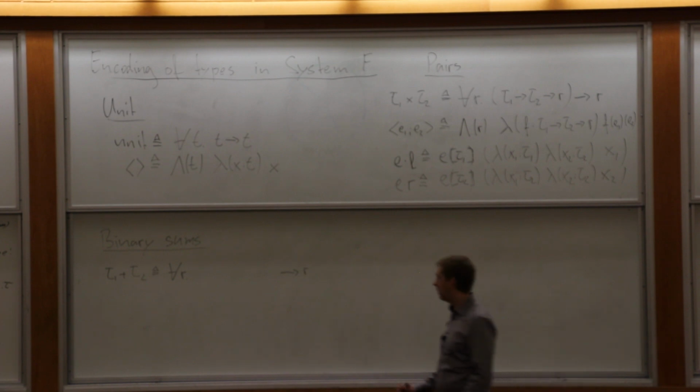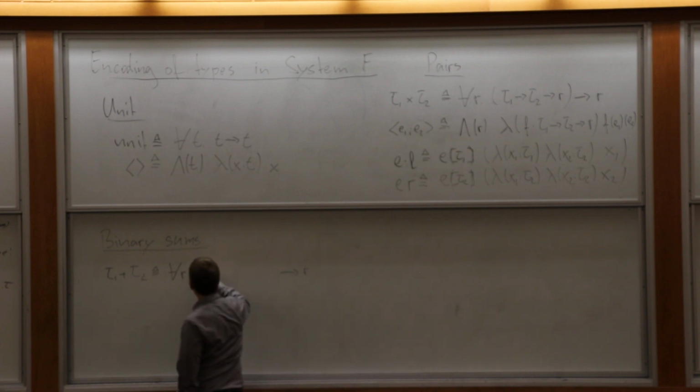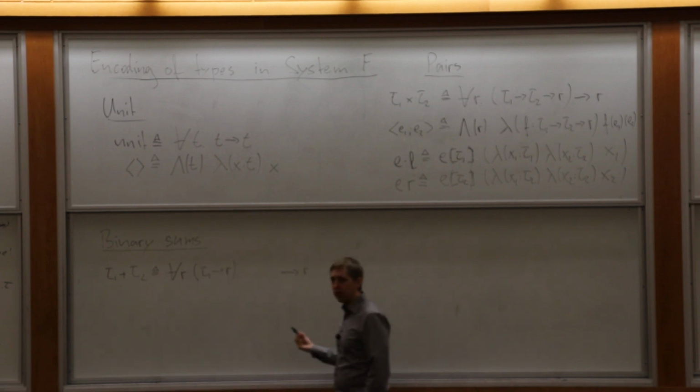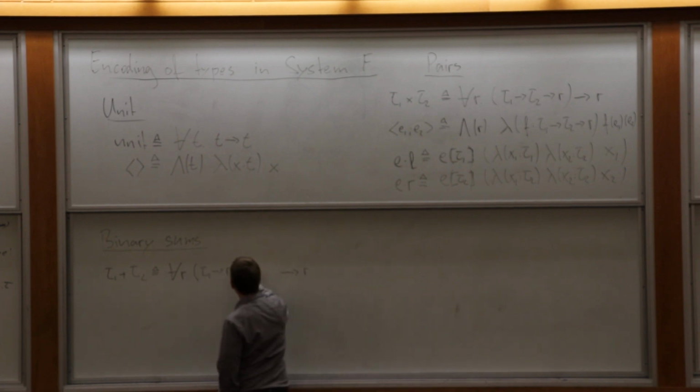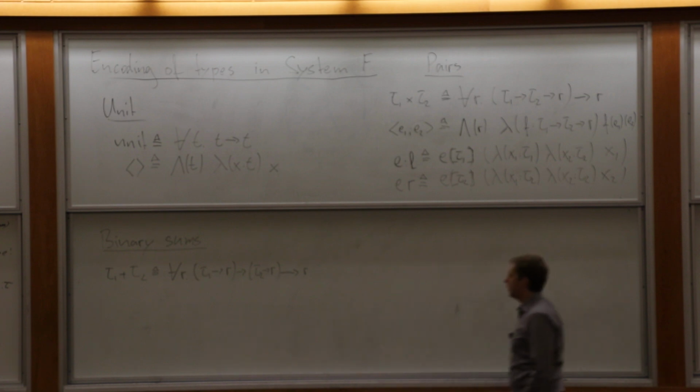Yeah, right, exactly. Tau1 arrow R. So that's one constructor, right? And then tau2 arrow R. And then we get R.